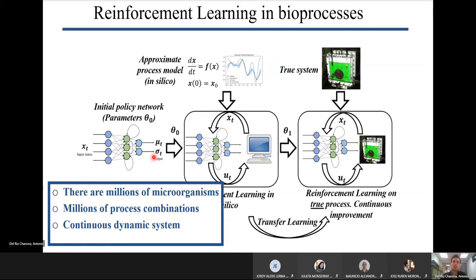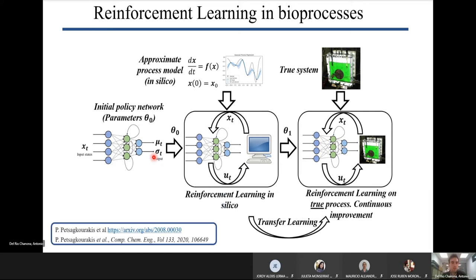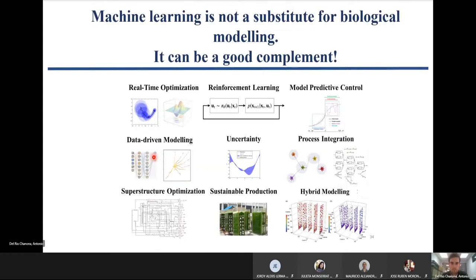So the main takeaway is that there is still lots of work to be done. We've managed to do a few very nice things, but there is lots of research here. And if you would like to look at the papers, these are the papers where we describe this whole thing, where we use reinforcement learning in bioprocesses.